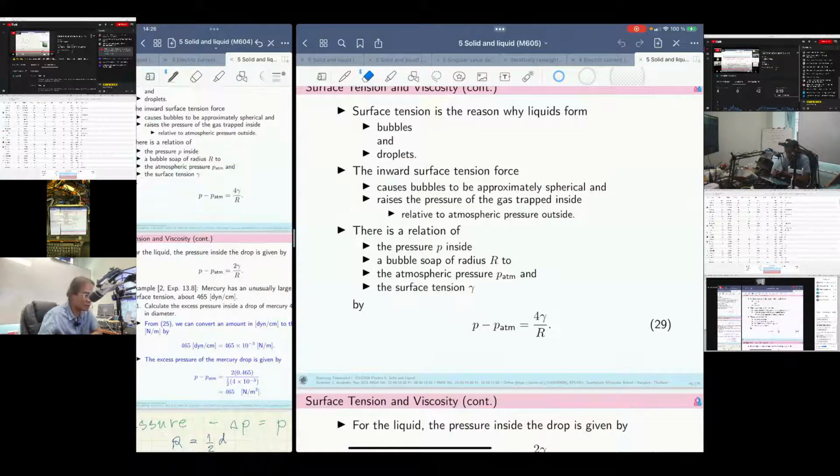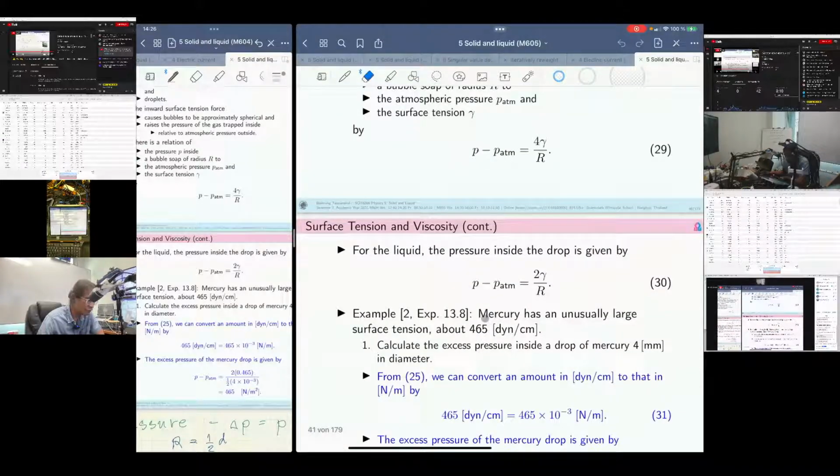Now let's go ahead with this story. We arrive at the first example in the application of bubble and water and fluid drop, right?